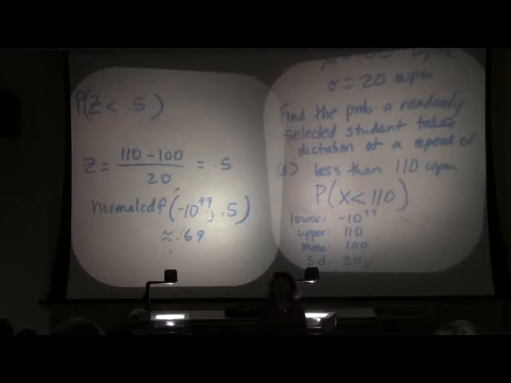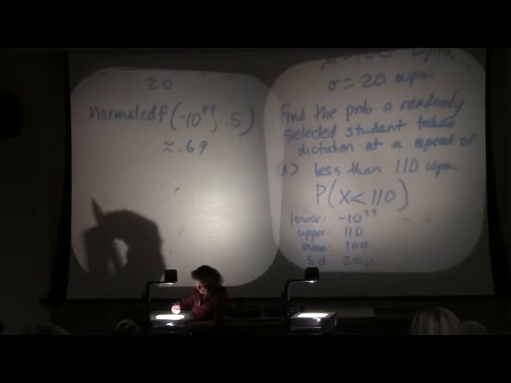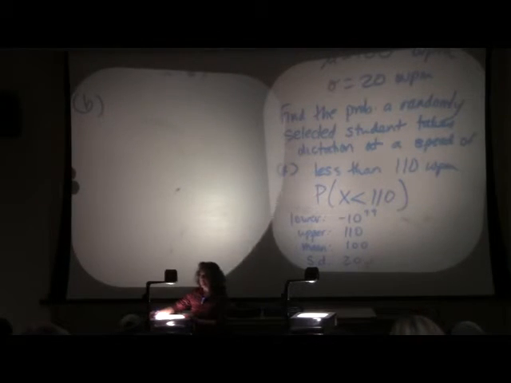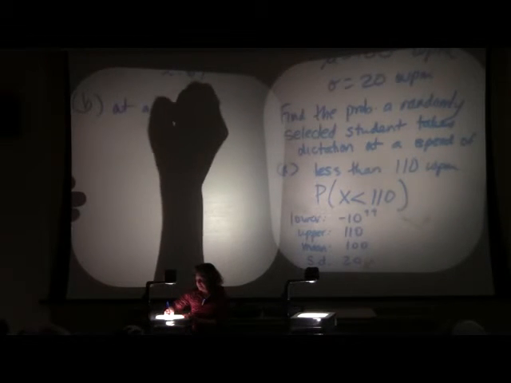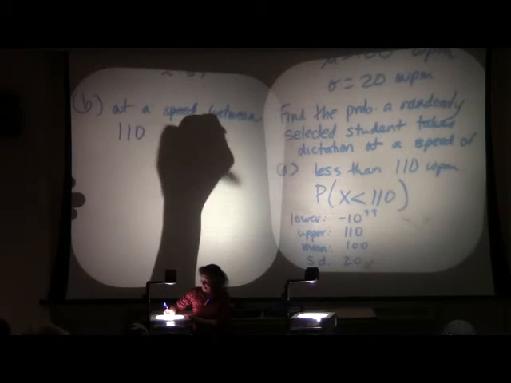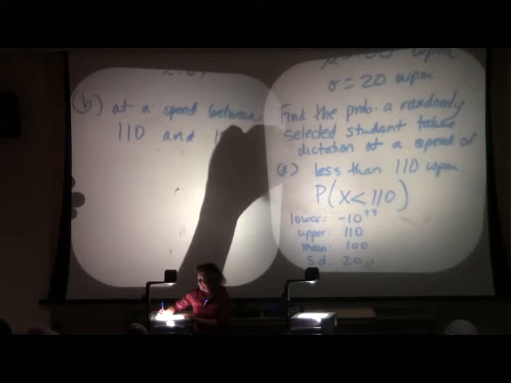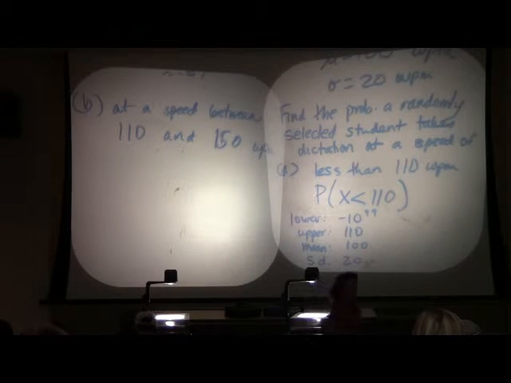Any questions on this part? Are you guys following me? Okay. Does anyone have any questions this far? Sweet. All right. So let's do part B and then part C. So now let's find the probability that a randomly selected student takes dictation at a speed between 110 and 150 words per minute. And then we're going to do one of those inverse norm guys.